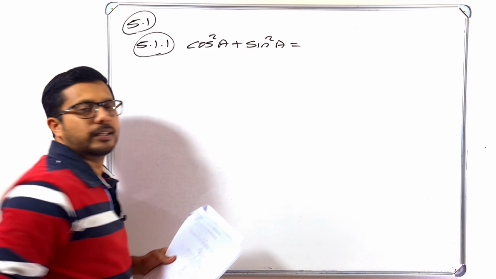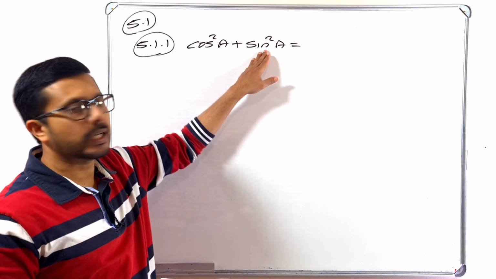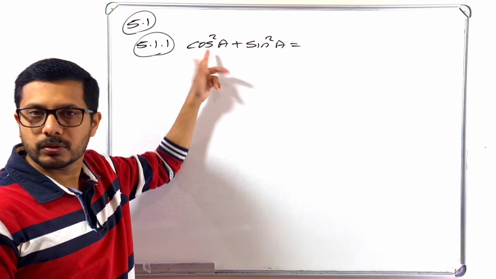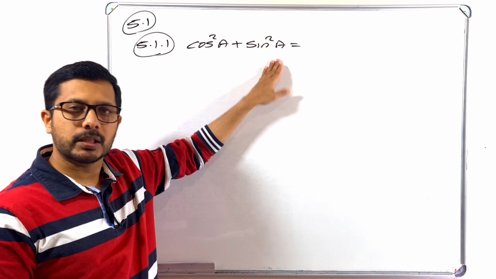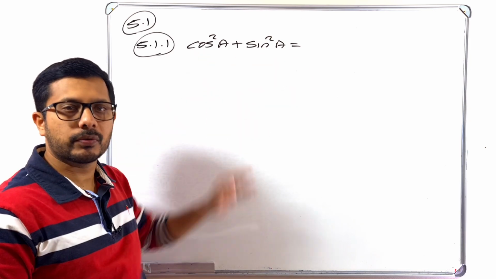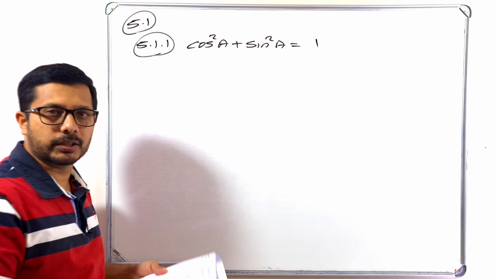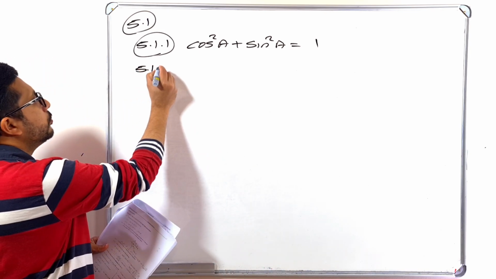It's like a grade 10 question. What is cos squared A plus sine squared A? You studied sine squared A plus cos squared A. That's the only difference. So cos squared A plus sine squared A is the same as sine squared A plus cos squared A. So what is the answer? The answer is 1. How many marks? 1 mark.